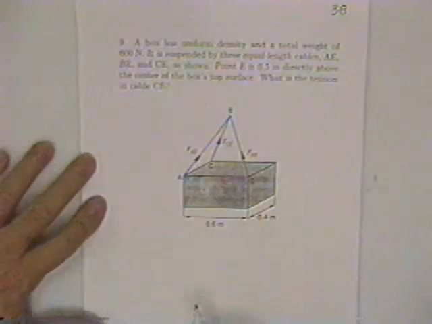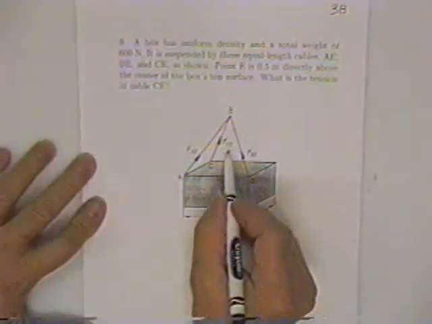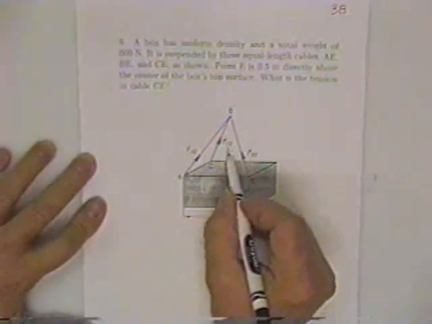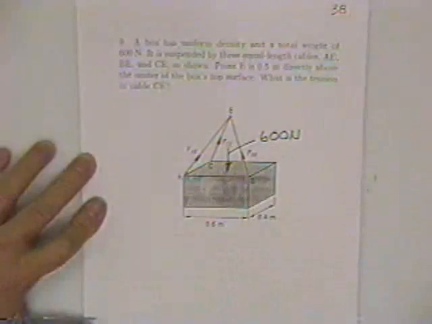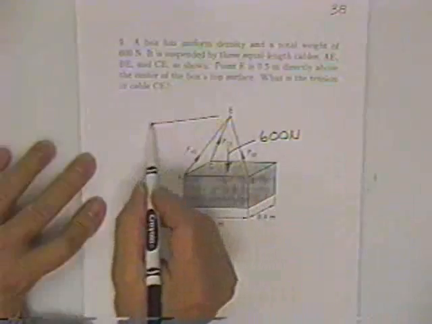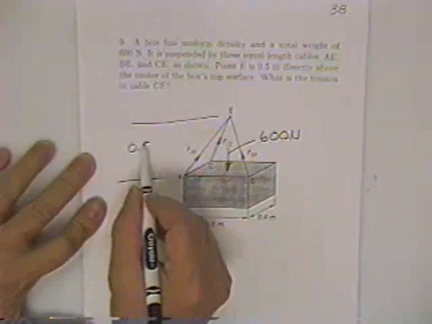Alright, now then, they throw a few tricks at you, or they may. This looks like a relatively simple problem. Got a box, uniform density, total load 600 newtons. So in the middle of the box we could put 600 newtons of load. Suspended by 3 equal length cables as shown. Point E is directly above the box, and that is a half a meter above the box.